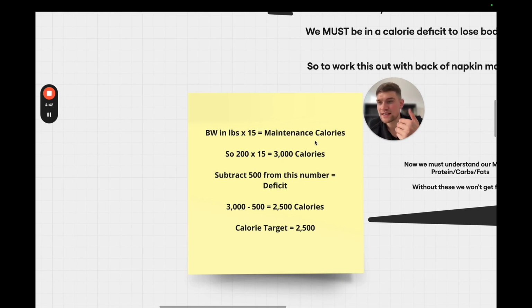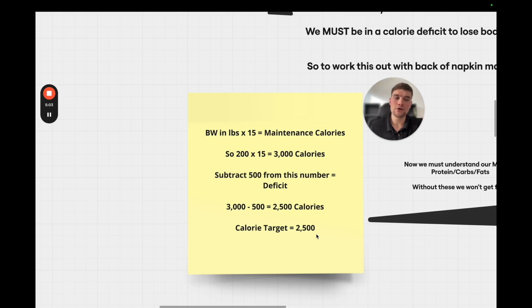Your maintenance calories is how many calories you need to eat to maintain your weight. But we want to be losing body fat, we want to be losing weight, so we need to subtract 500 from that number. So 200 times 15 gives us 3,000 calories. That's our maintenance. Subtract 500 from this number, that's going to give you your deficit. So in this example, we're eating around 2,500 calories. Our calorie target is 2,500.